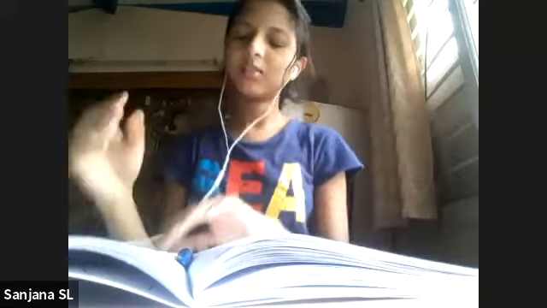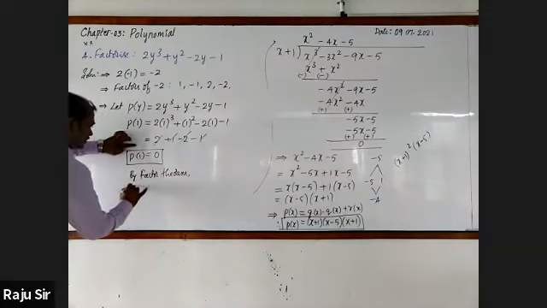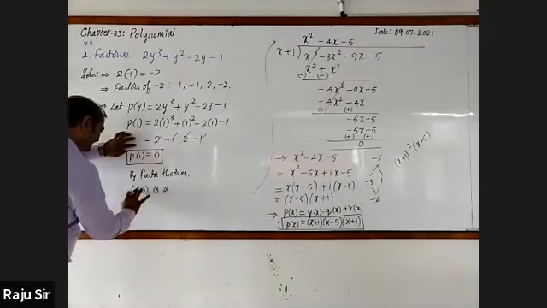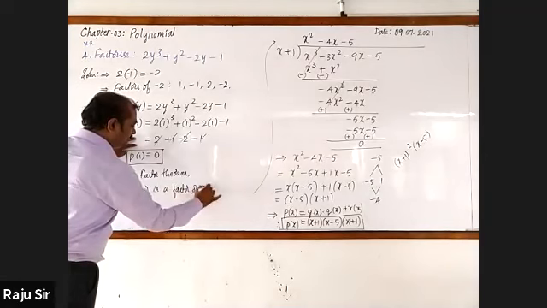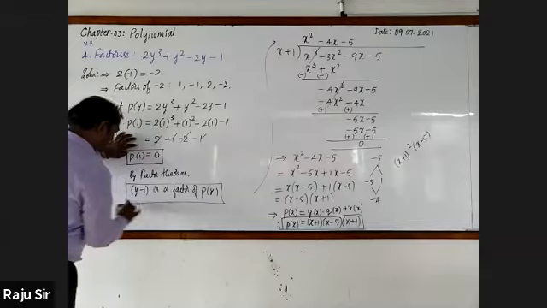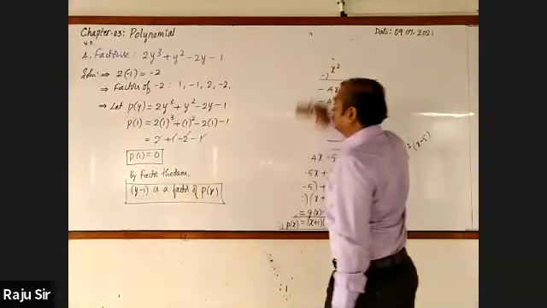By factor theorem, Y minus 1 is a factor of P of Y. Now, you will start dividing the cubic polynomial by Y minus 1.